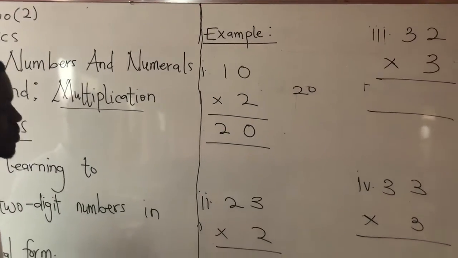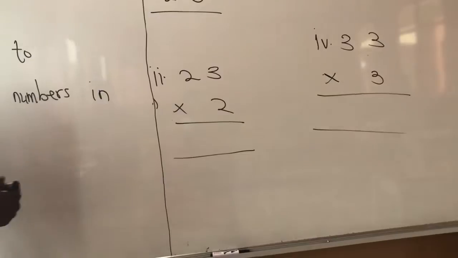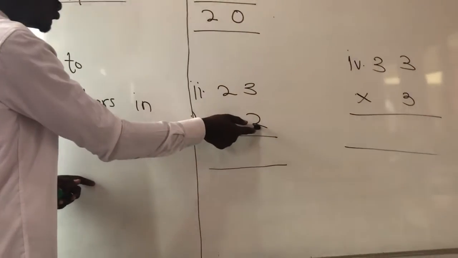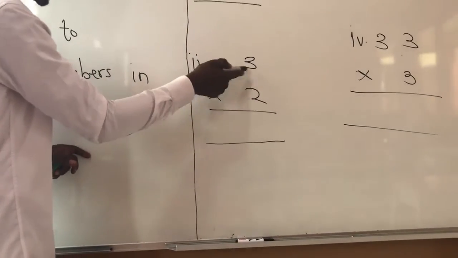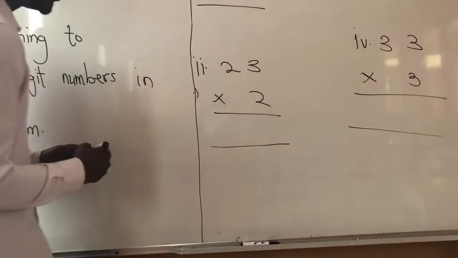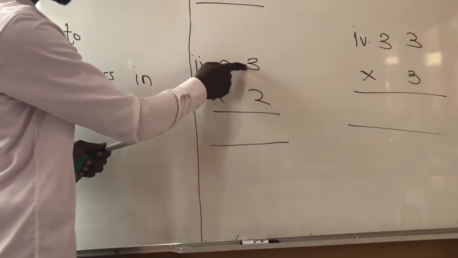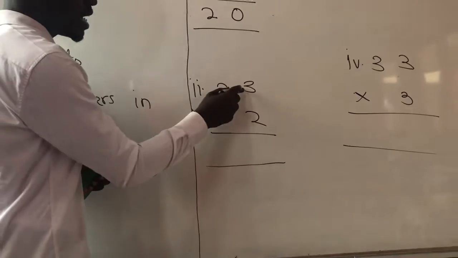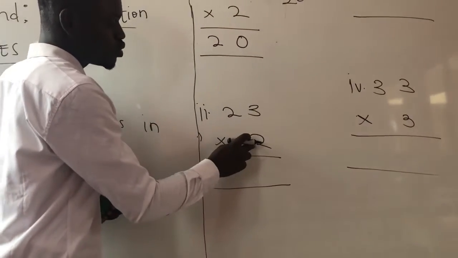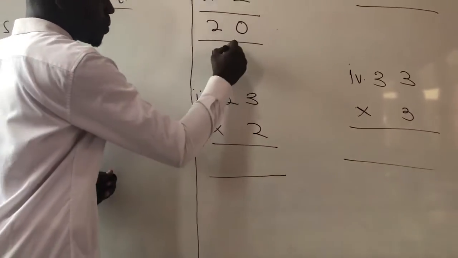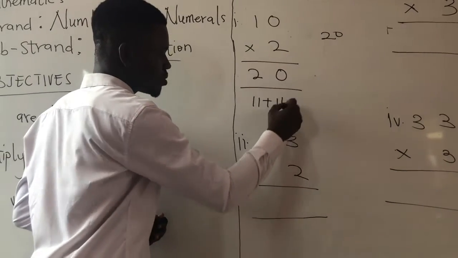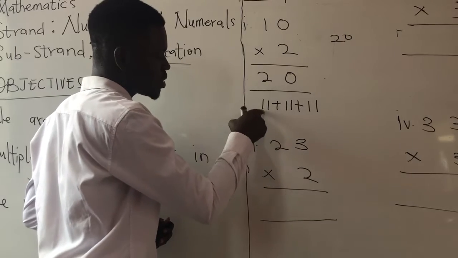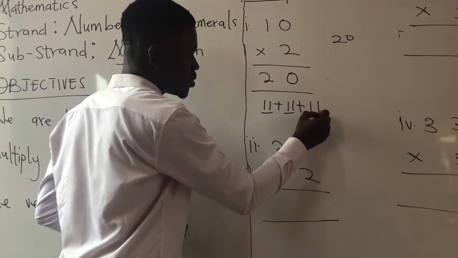Let's look at example 2. Example 2 says 23 multiplied by 2. We are multiplying 2 by 23. So let's quickly do that. We have 3 and we have 2 here. So we are multiplying these two first. Let's take the first 2 and the 3. So you have 2, plus 2, plus 2. How many times have we multiplied it? 3 times. We have the first one, 1, 2, 3.